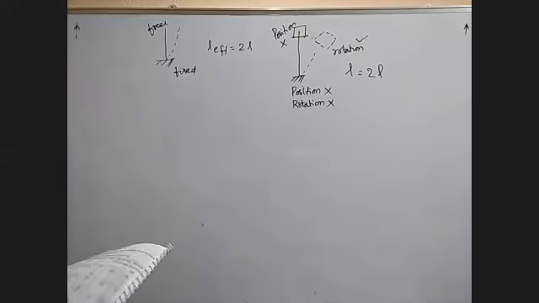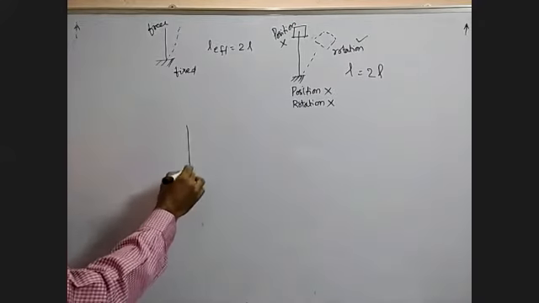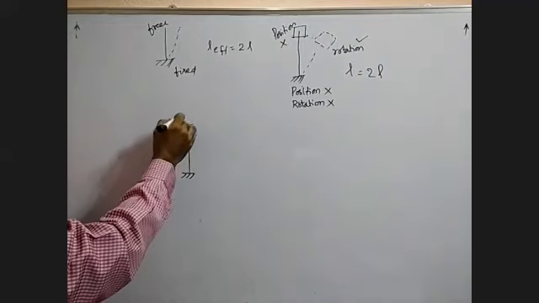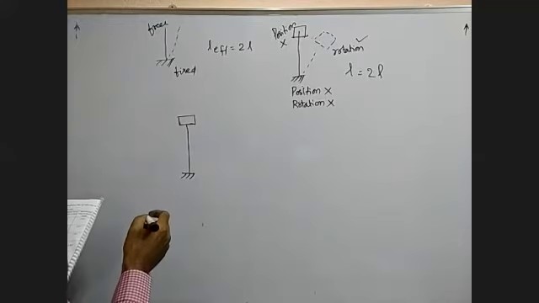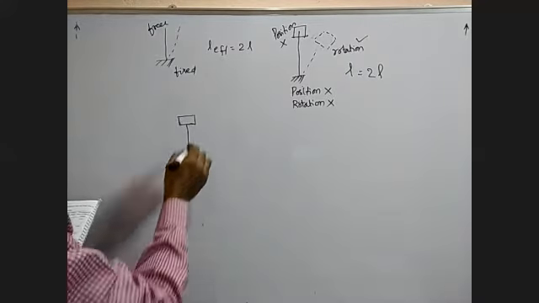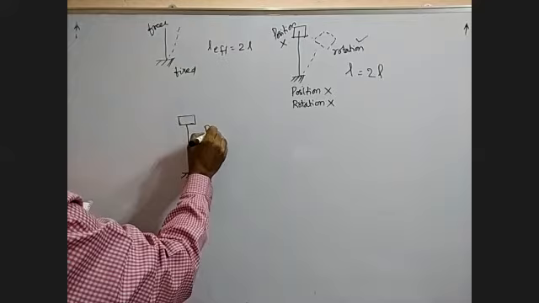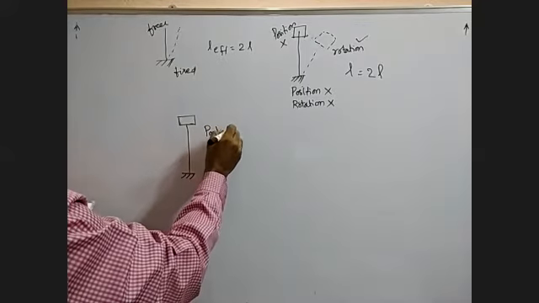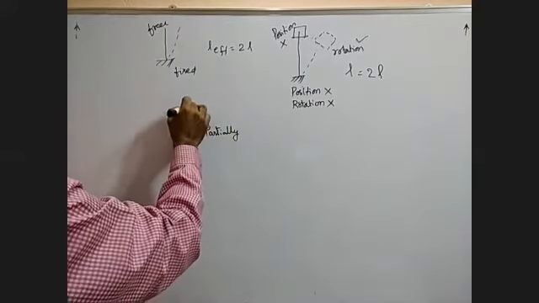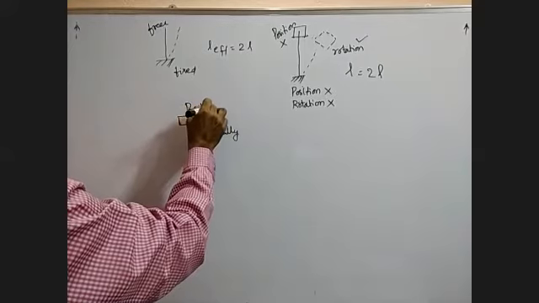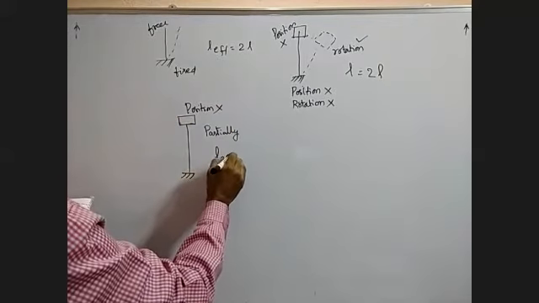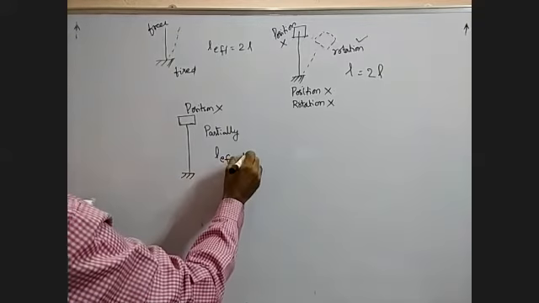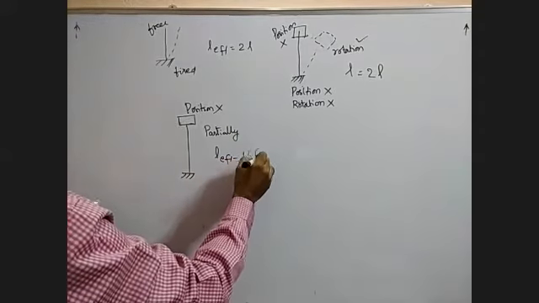Okay, then you have the one end is fixed, the position is fixed at one end, and partially restrained. This is position is fixed. In this case, L effective is equal to 1.5 L. Okay.